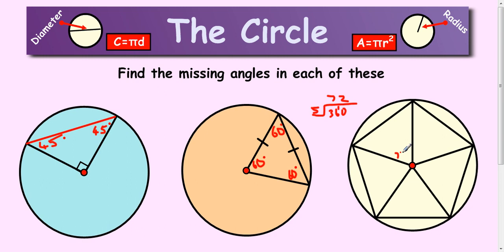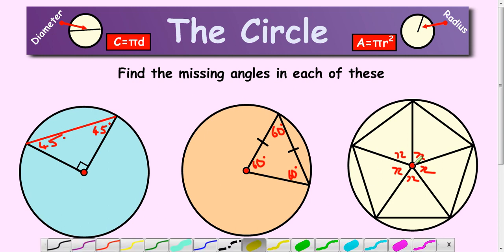Right, so 72, 72, 72, and 72. So all we have to do now is we have to work out these outside angles.